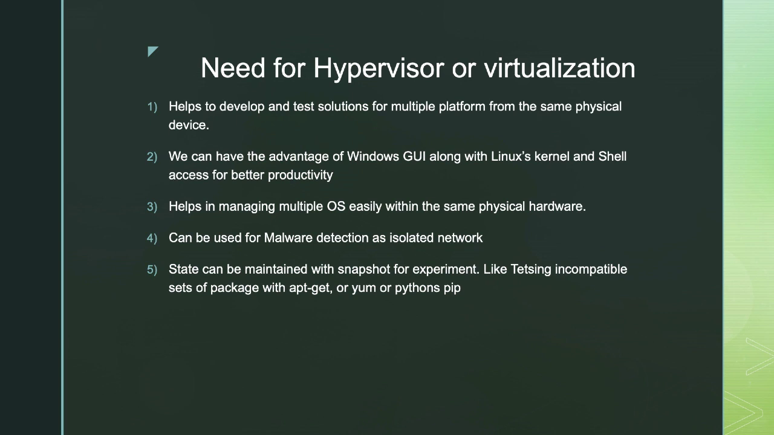One such example of a type 1 hypervisor is VMware ESXi. Please note that VMware ESXi is different from VMware Workstation. VMware Workstation is for a desktop environment. However, VMware ESXi is a solution for physical hardware, where the hypervisor directly runs on the physical hardware. There's no operating system in between.